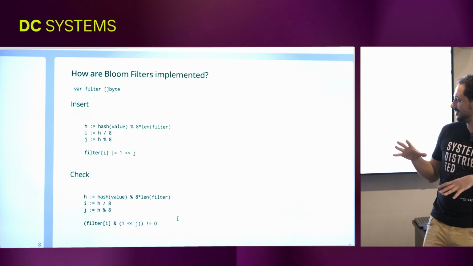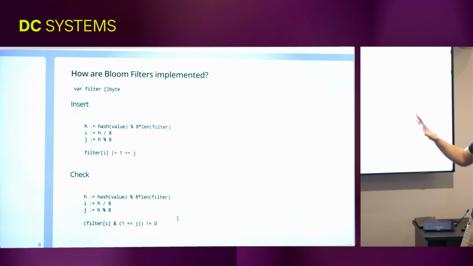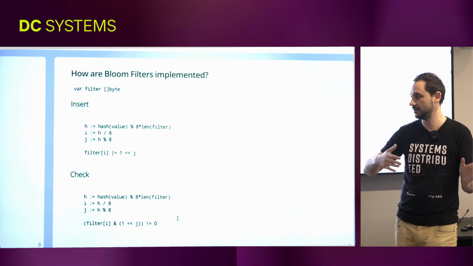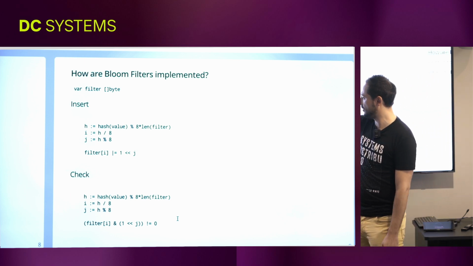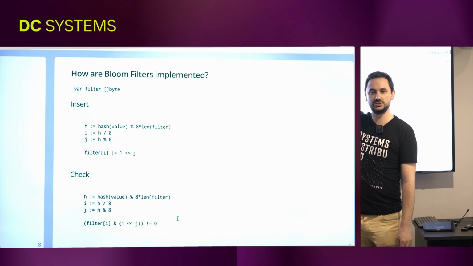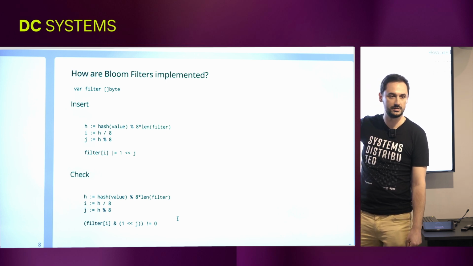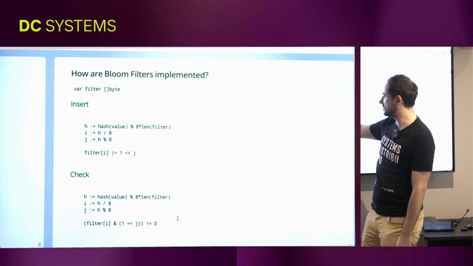Very conceptually, this is how Bloom filters get implemented. They're just a byte array, right? You're going to have some space in memory of contiguous bytes. And then there are two operations you want to do on it. One is inserting a value, and the other is checking if a value is part of the filter.